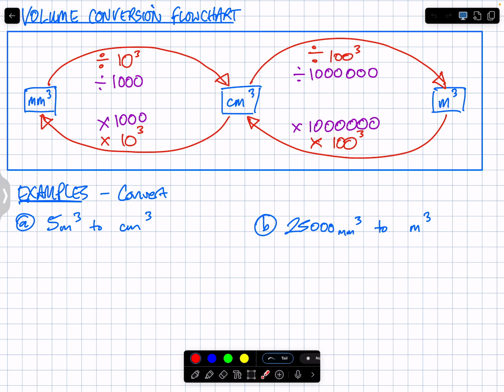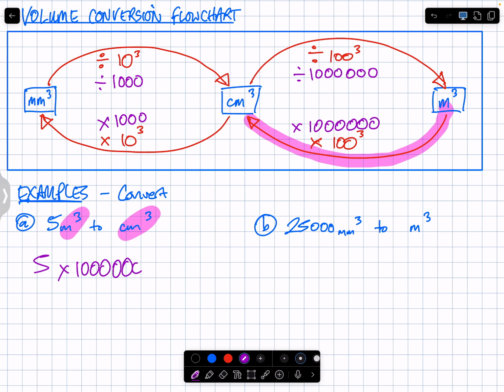Let's have a look at this example on the left. This is asking me to convert 5 cubic meters to cubic centimeters. So I'm going to highlight what I'm doing. I'm converting cubic meters to cubic centimeters. What arrow on that flow chart is going from cubic meters to cubic centimeters? Which one? Times 1 million. Times 1 million. That is what you are doing for that question. So you would go 5, which is the number that's there, and you would times it by 1 million. 5 times by 1,000,000 is 5 million cubic centimeters.